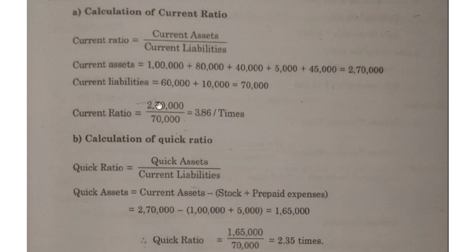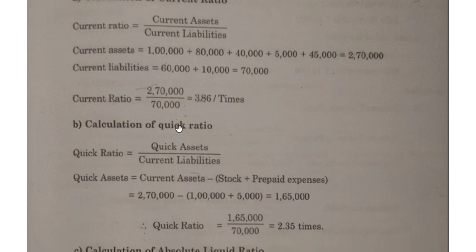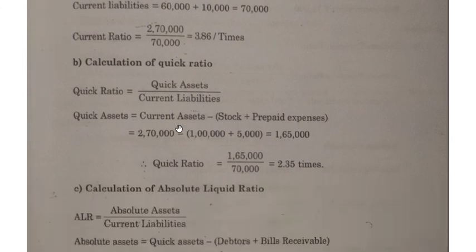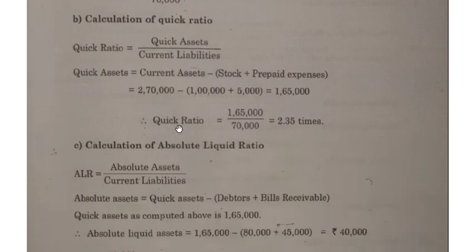So current ratio is current assets divided by current liabilities. 2,70,000 divided by 70,000, which you get 3.86 times. Okay, so next they have told us to calculate quick ratio. So quick ratio, quick assets divided by current liabilities.